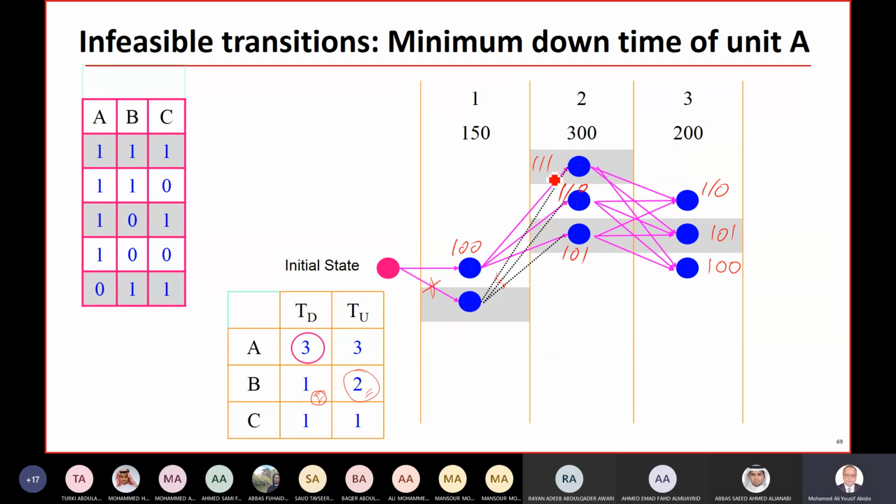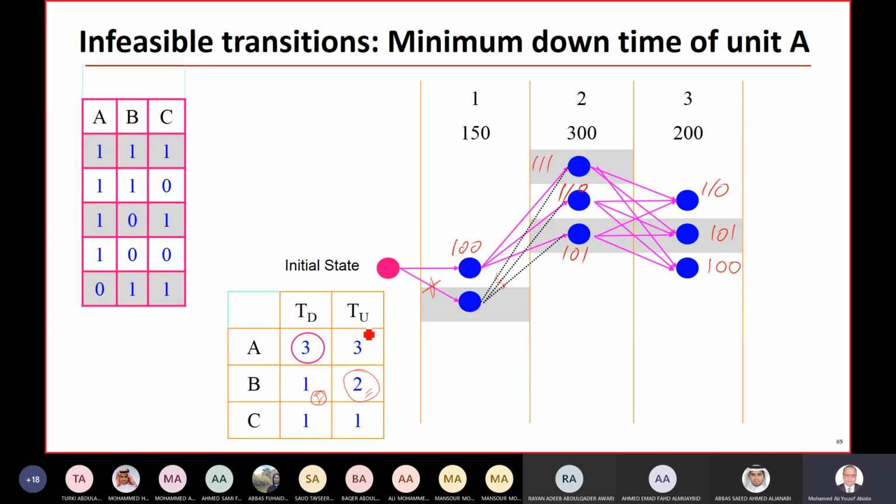For machine number 3, we turn it on. There is no problem, no violation. So this combination is okay, and we will consider it. And for this one, again, we switch on machine number 2, which is okay. And for machine number 3, it is off, stay off.